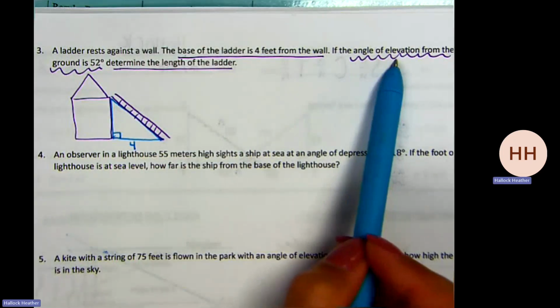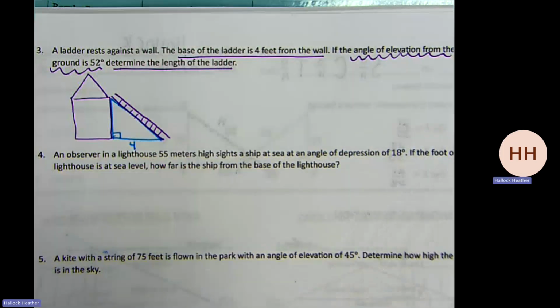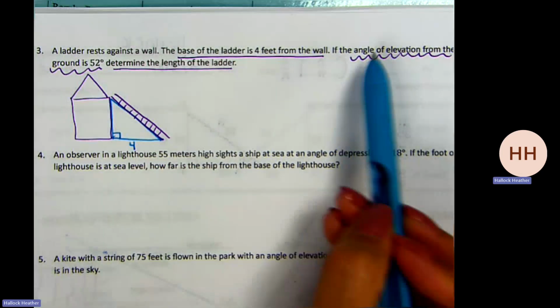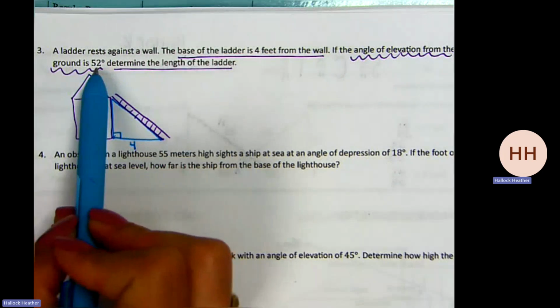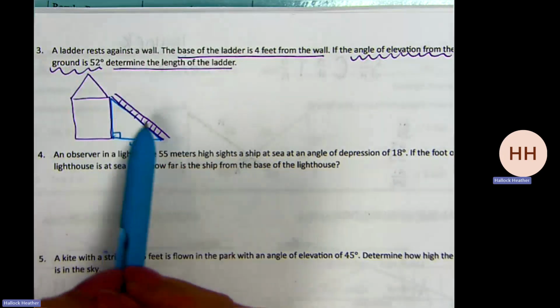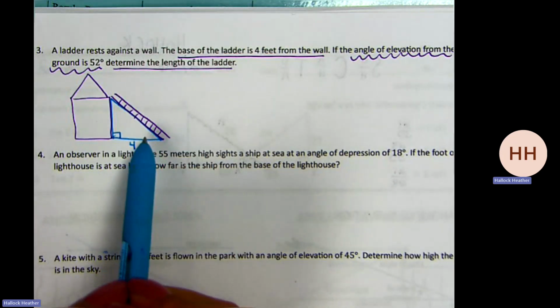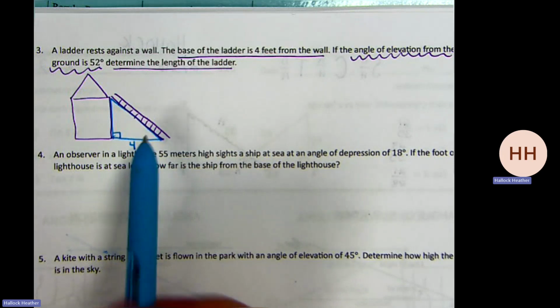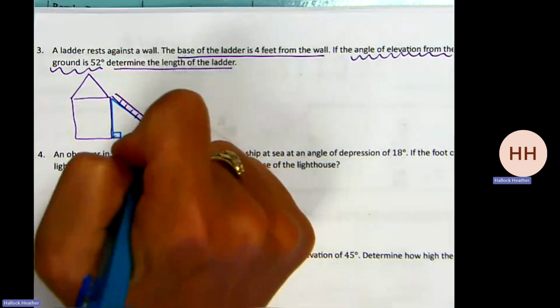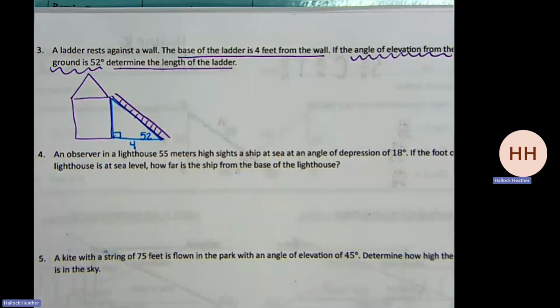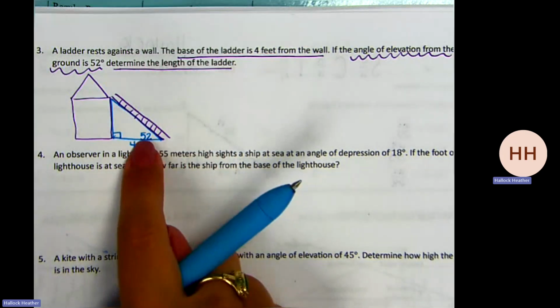The angle of elevation, so that means it's looking up. The angle of elevation from the ground is 52 degrees. Every single time, wherever your right triangle is, the angle that you're using is always going to be that bottom angle. So 52 degrees is going to go here, whether it be an angle of depression or elevation, because if you have an angle of depression, you're just going to move it to the bottom anyways, because it's starting up high. So it's always going to be this bottom angle.